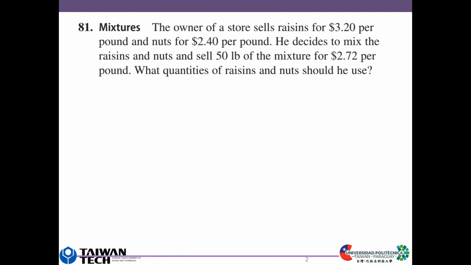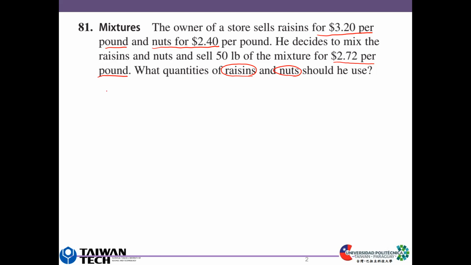Problem 81: the owner of a store sells raisins for $3.2 per pound and nuts for $2.4 per pound. He decides to mix the raisins and nuts and sell 50 pounds of the mixture for $2.72 per pound. What quantities of raisins and nuts should he use? In this problem statement, they ask for two quantities. One is the pounds of raisins, and the other is the weight of nuts.